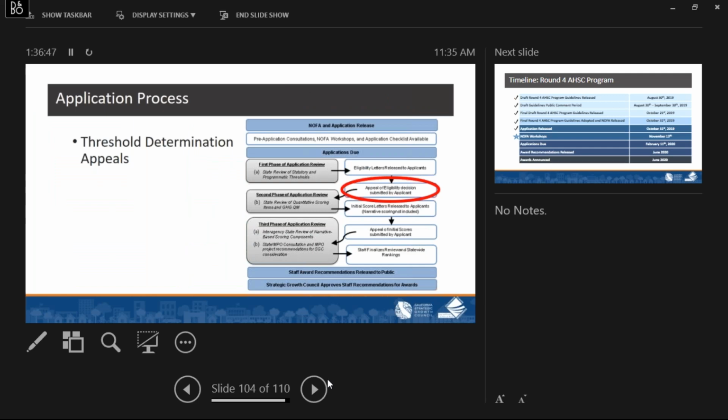So as you can see here, we do want to make sure folks know that there is an opportunity to appeal at threshold, if you find that your project you think has been unfairly disqualified.